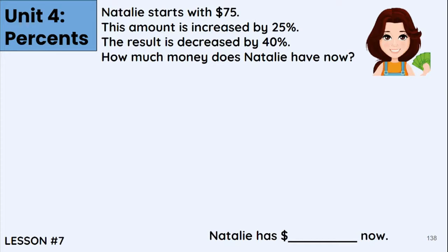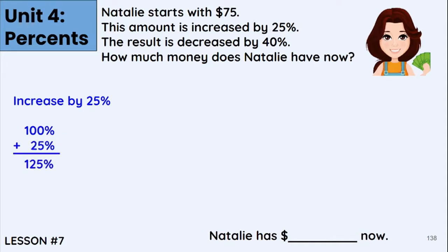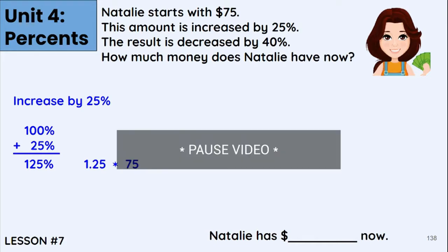Now you have to do this in 2 steps. The first thing you have to do is increase the amount by 25%. So let's increase the amount by 25%. That means we want 100% plus 25% extra. That's 125%. So if she starts with $75, we're going to do 1.25 times 75. And that's how we increase it by 25%. Go ahead and find out what that is.